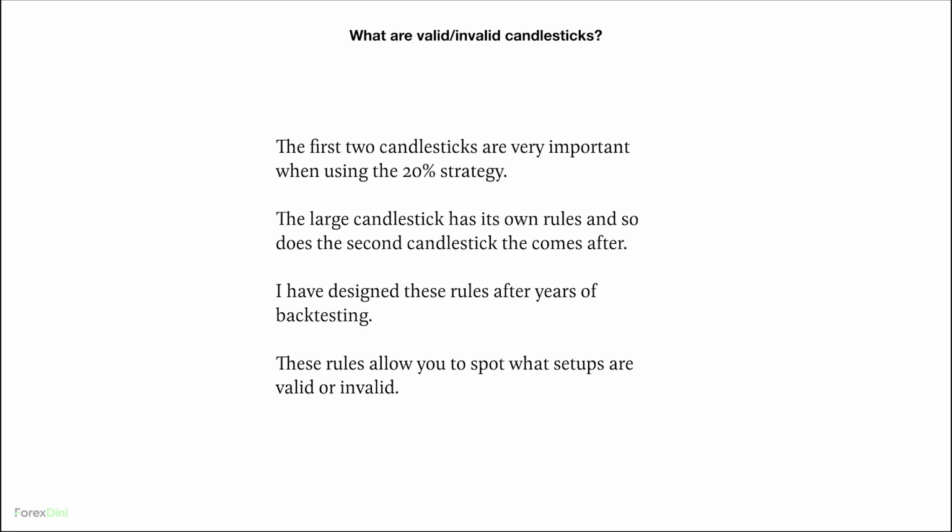The first two candlesticks are very important when using the 20% strategy. The large candlestick has its own rules, and so does the second candlestick that comes after. I have designed these rules after years of backtesting. These rules allow you to spot what setups are valid or invalid.